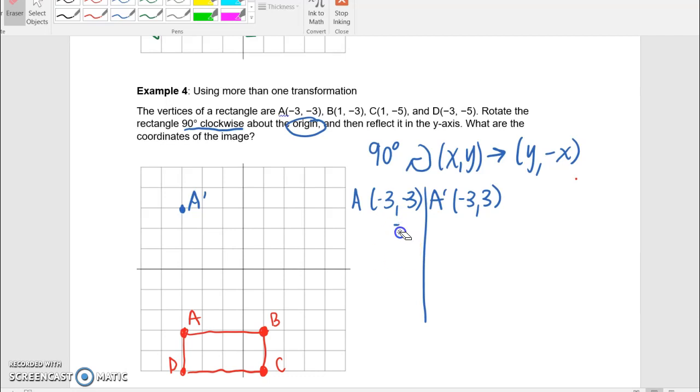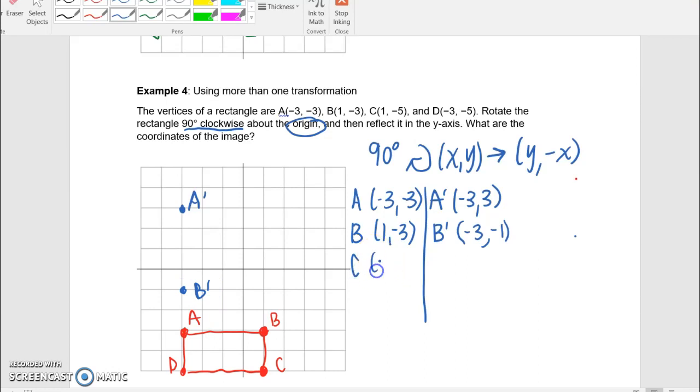Okay, let's do B. B is at 1, -3. B prime. So the -3 will switch to the front, and it'll stay what it is, but the X value switches to the Y value and becomes its opposite. So it was +1, now it's -1. So that's where B prime goes.